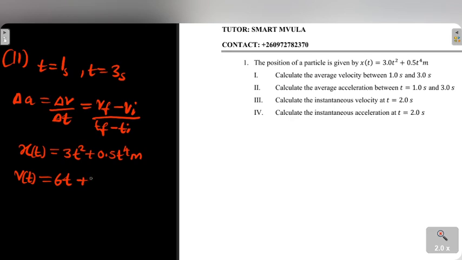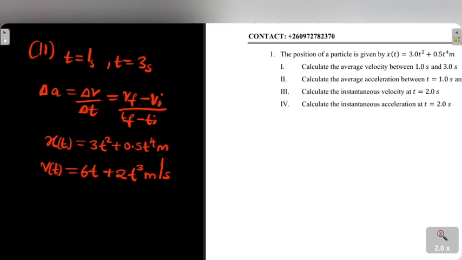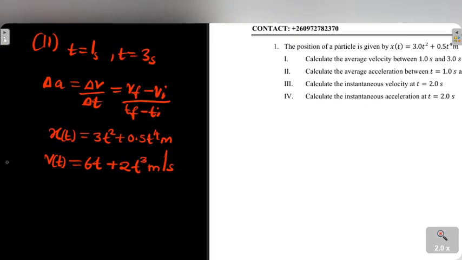Then plus 4 times 0.5, that will give us a 2. That is t. 4 minus 1, it will give us a 3 there. Then we have meters per second. So that one becomes our velocity function. So now, given our velocity function, we can calculate the final velocity. So the final velocity will be the velocity when t is equal to 3 seconds.